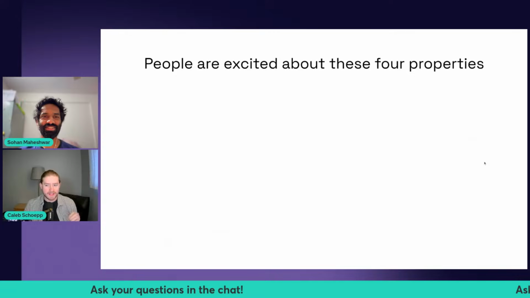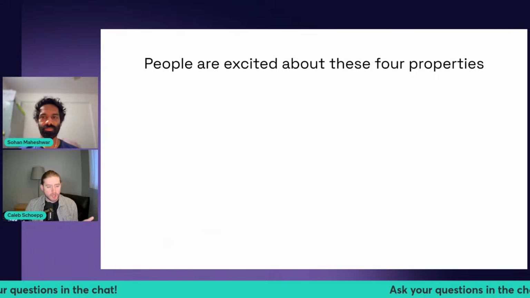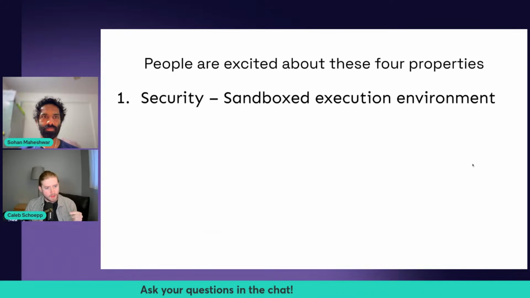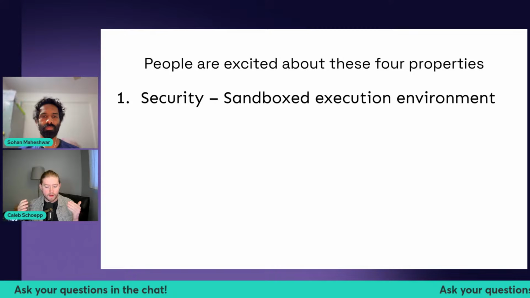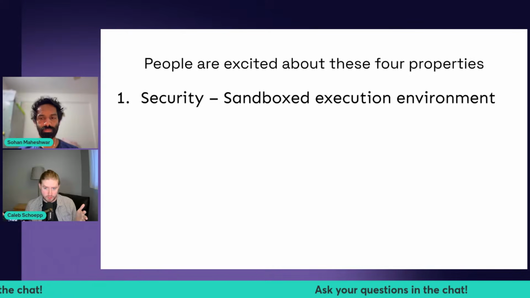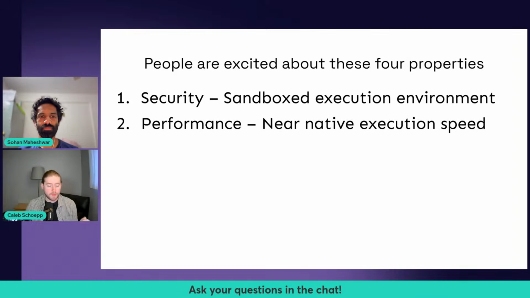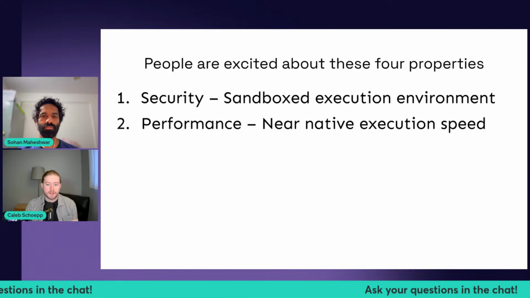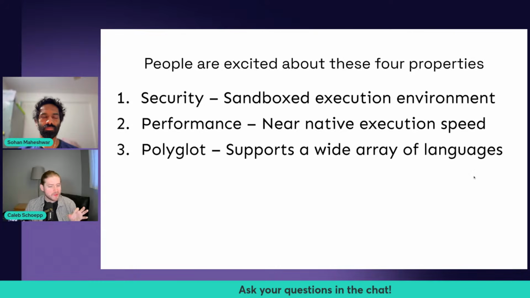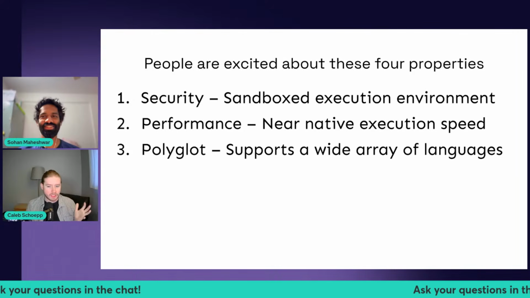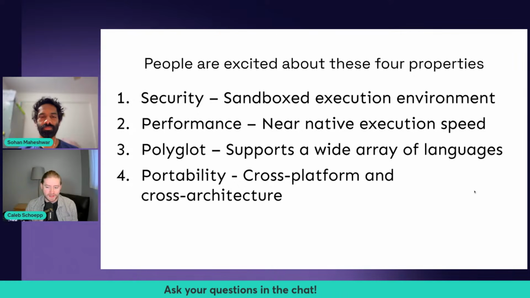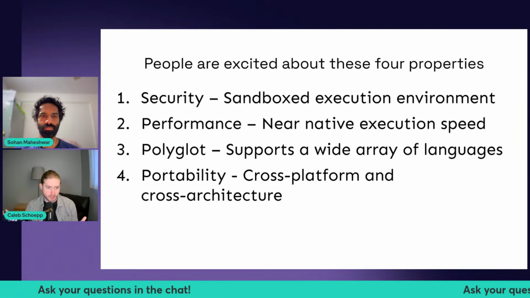And lastly, and I think most importantly, people who talk about WebAssembly are always talking about four properties. The first one is security, and they talk about how WebAssembly offers a sandboxed execution environment. We'll break down later what that means. People also talk about the performance that WebAssembly gives, near native execution speed. Again, we'll break that down later. They use this word polyglot, which I think is kind of a terrible word because it's hard to understand what it means. But poly, many, and glot, language. WebAssembly supports multiple different languages. And then portability. It offers this cross-platform, cross-architecture story.